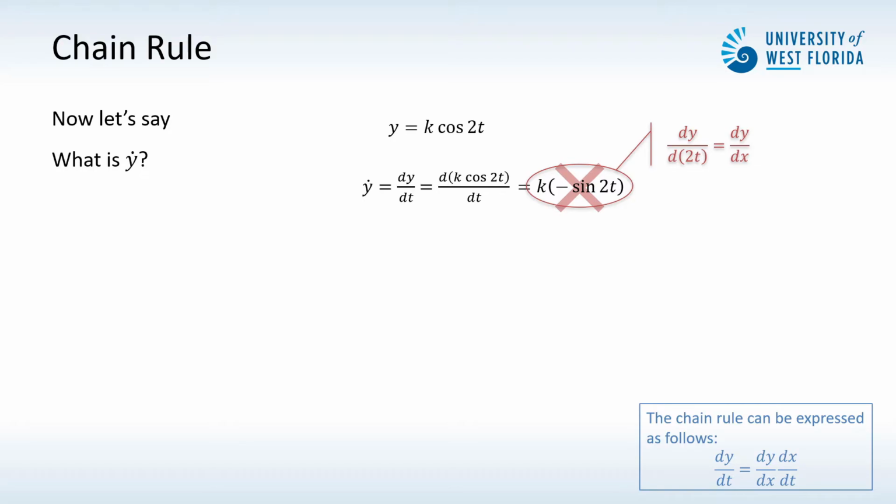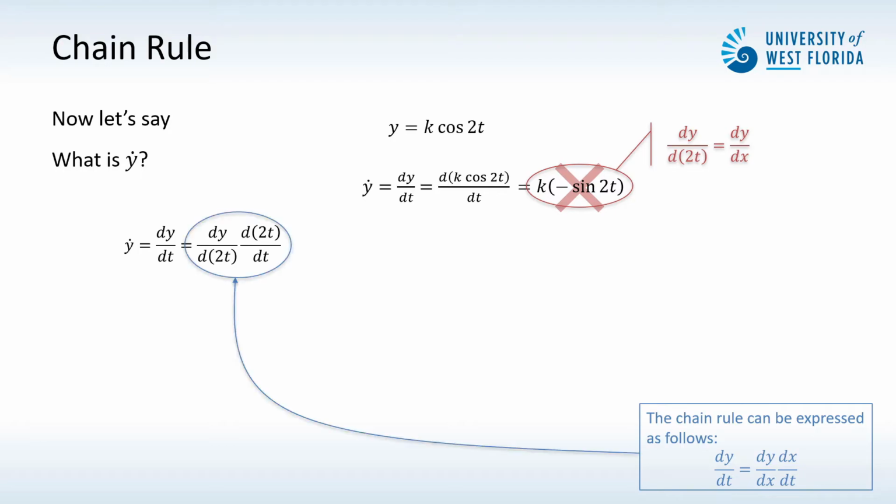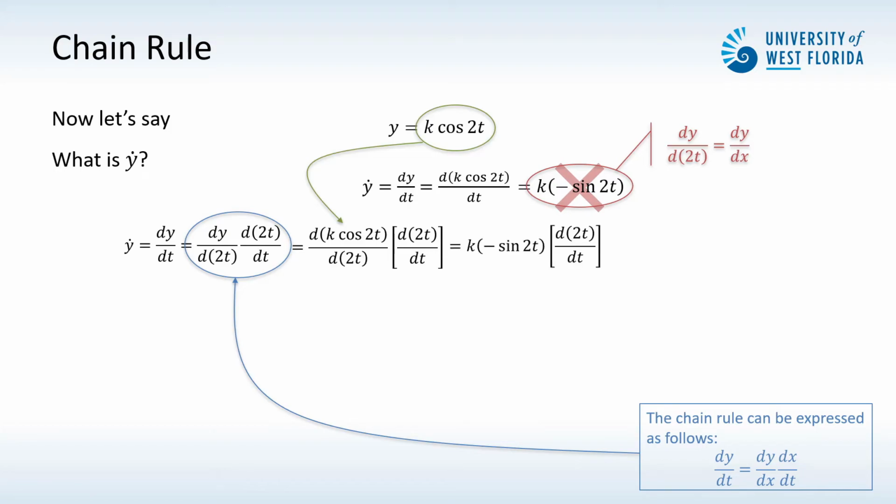So let's start again. Y dot equals dy dt, and I'm going to apply the chain rule replacing x with 2t. Now we plug in the expression for y, which is k cosine 2t, then take the derivative of the cosine with respect to 2t, which is negative sine 2t, and remember to keep that d2t dt term. Then the derivative of 2t with respect to t is just 2. Simplifying, we get a final answer of negative 2k sine 2t.